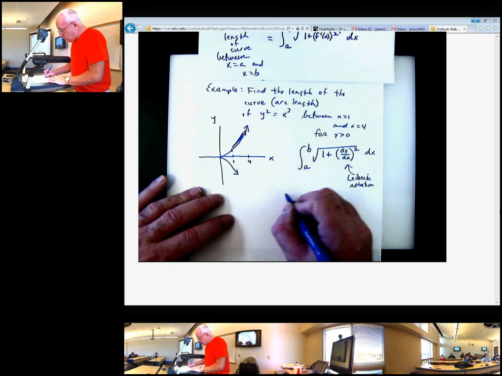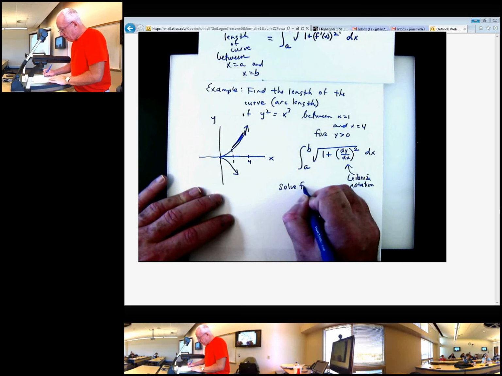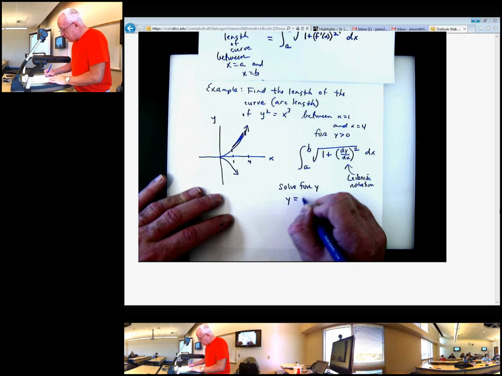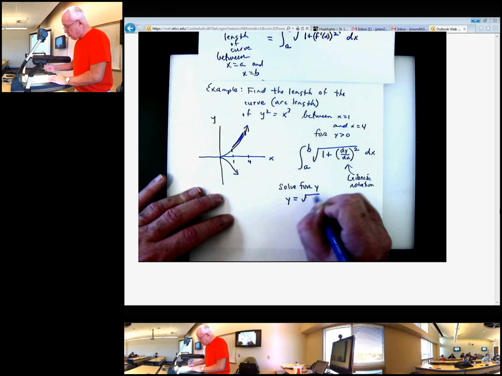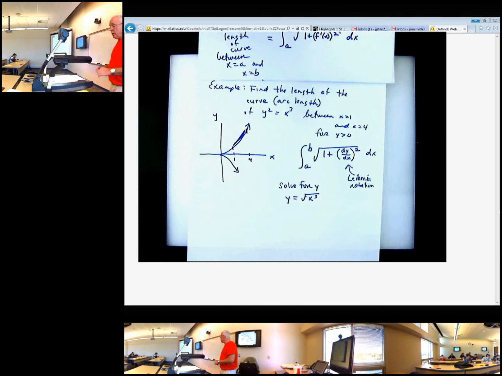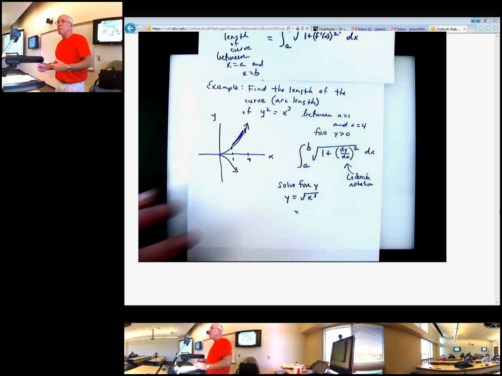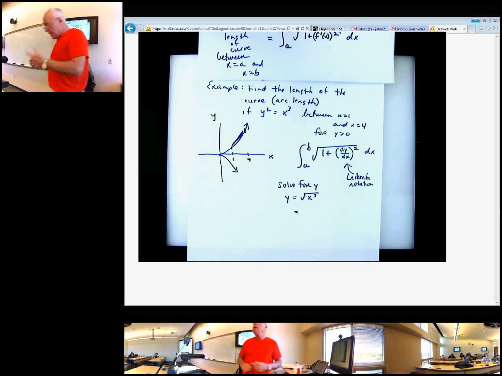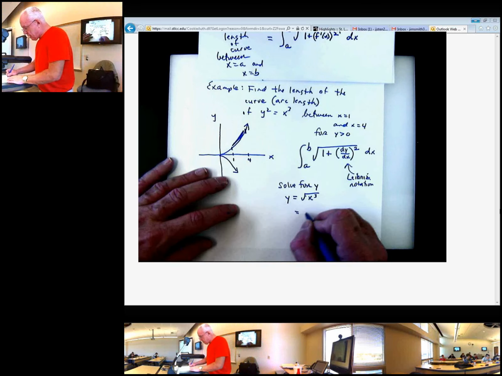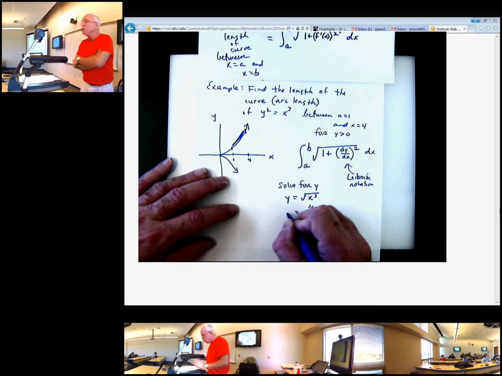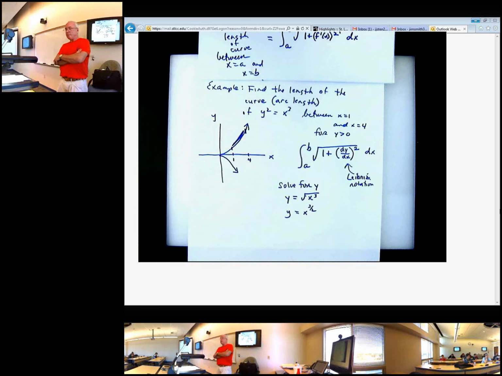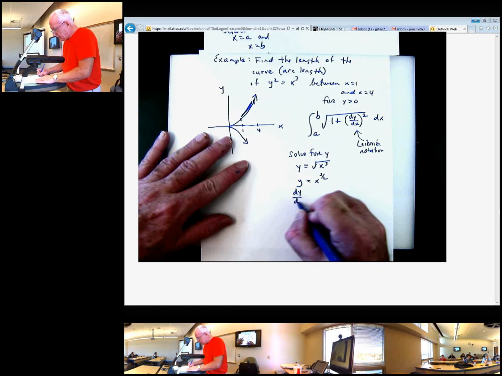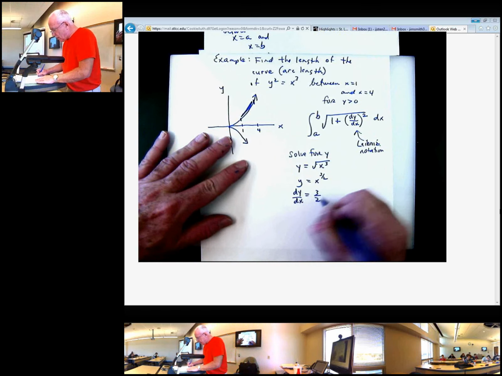So let's solve for y, and we take the square root of both sides, and so y is equal to the square root of x to the third power. What's the exponent that I'll have? 3 halves: 3 on top, the root on the bottom. So here y is equal to x to the 3 halves power. Okay, so let's get the derivative. dy dx is 3 halves times x to the 1 half power.